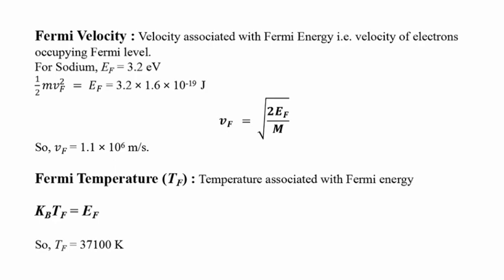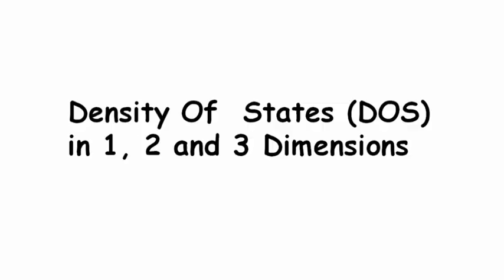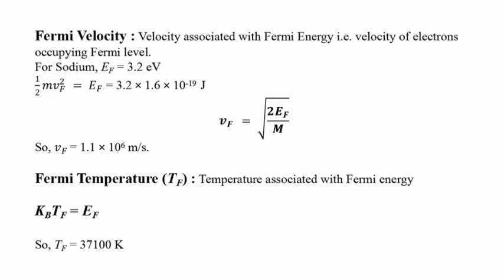And the Fermi temperature is the temperature associated with Fermi energy. So k_B T_F is equal to E_F. k_B is the Boltzmann constant, T_F is the Fermi temperature. So if you know the Fermi energy, you can easily find out the Fermi temperature. So that's all for the quantum free electron theory.